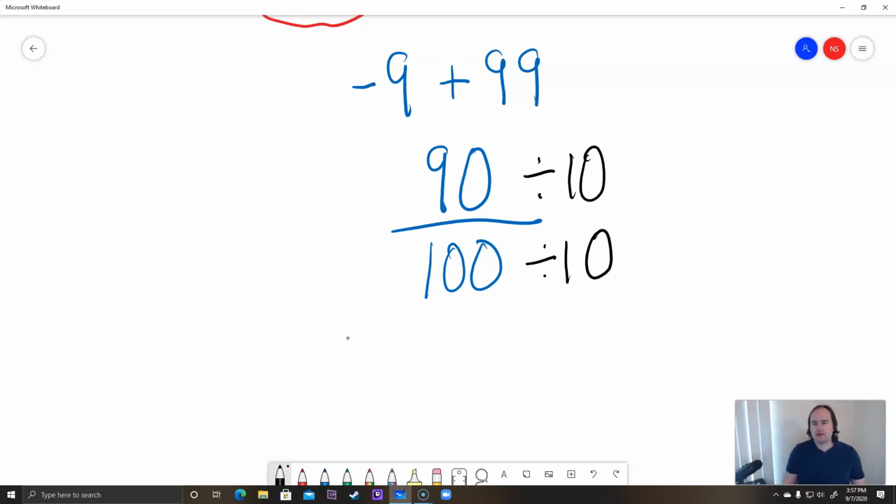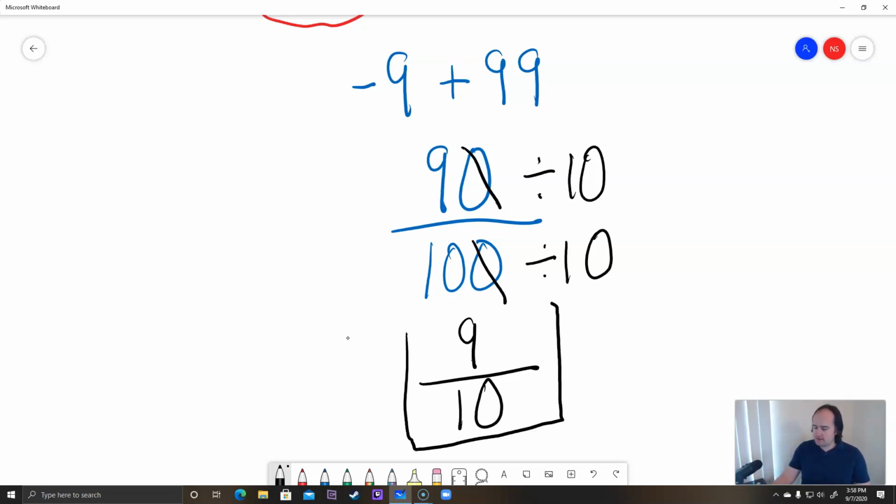Okay? So on the top and the bottom, those zeros just cancel out. One of the zeros cancels out whenever you divide by 10. Okay, so on the top we're going to have 9, and then on the bottom we're going to have 10. So we have 9 over 10, and then there's no common factors because there's no numbers that go into both 9 and 10. So our answer is 9/10, or 9 over 10.